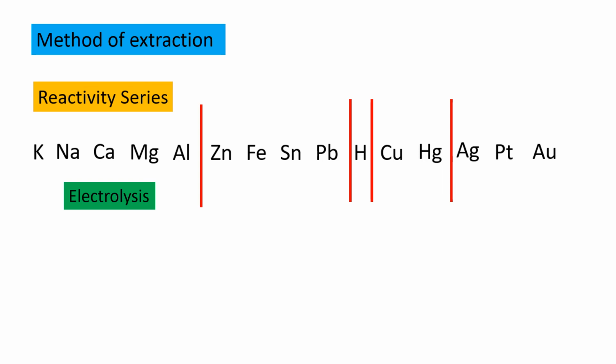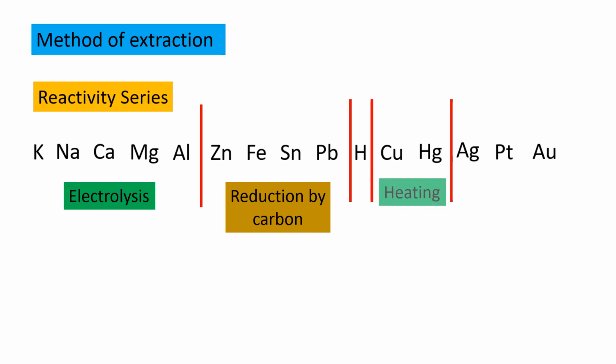But because they are very reactive, you can use electrolysis, but anything below aluminium becomes a bit less reactive. So that's where carbon comes in, because carbon's more reactive than zinc and iron and whatnot, right? So copper and mercury, you can use heating, or you can displace them using hydrogen. Because now, when you reach copper and mercury, hydrogen is more reactive than them. So whatever compound they form, you pass hydrogen in, hydrogen is going to displace the anion, and you're left with pure copper or pure mercury.